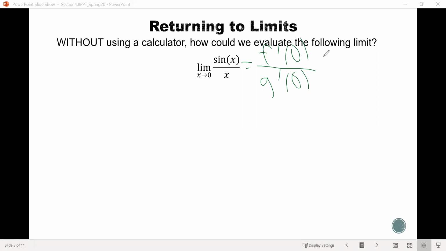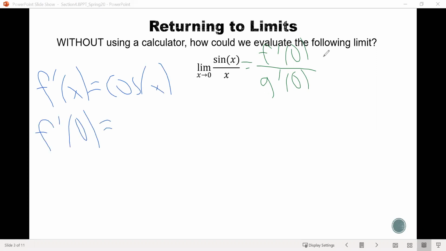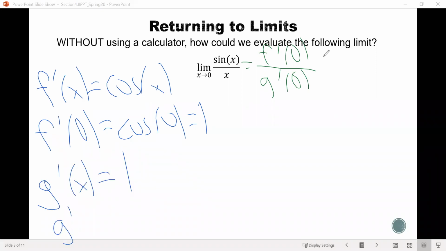So if we take the derivative of the top, f prime of x, the derivative of sine is cosine, and f prime of 0, in this case, would be cosine of 0, which is just positive 1. The derivative of the bottom, using the power rule, would just be 1, so g prime of 0 in this case would just be 1. So we have f prime of 0 is 1 over g prime of 0 is 1, so we get 1 as our final answer for our limit there. Okay?